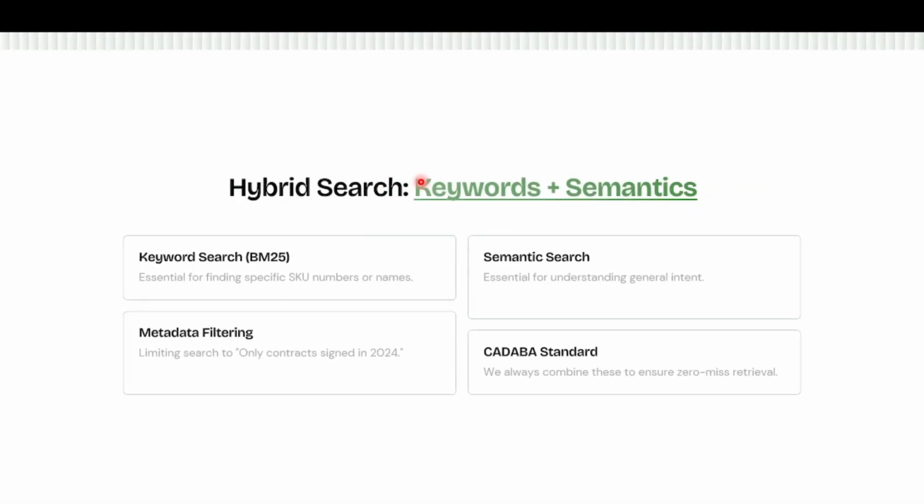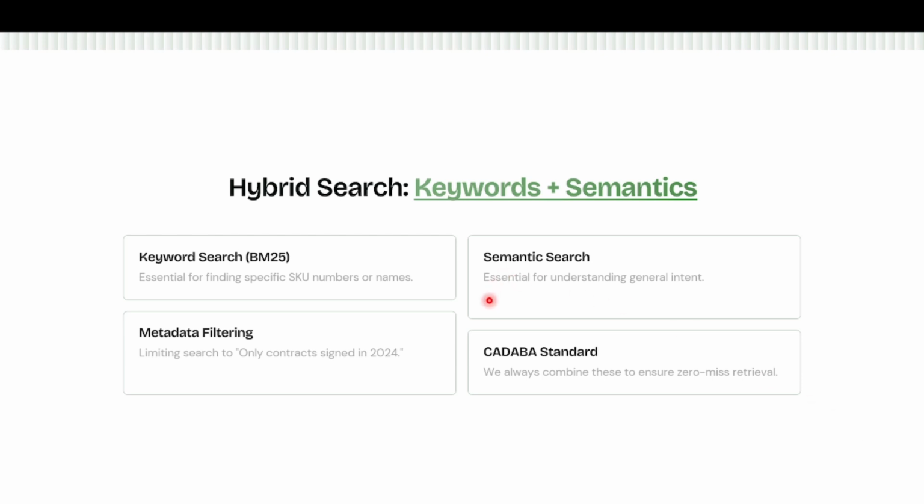So we have hybrid search. I've talked about this several times. Hybrid search is combining keyword search with semantic search. Semantic search uses a numerical approach to retrieve information from the vector database. Keyword search uses keywords to retrieve information from a vector database. Keyword search, also known as BM25, is essential for finding specific SKU numbers or names. So if you want to find a name, a particular number, a particular word, or a particular business metric, you can use keyword search.